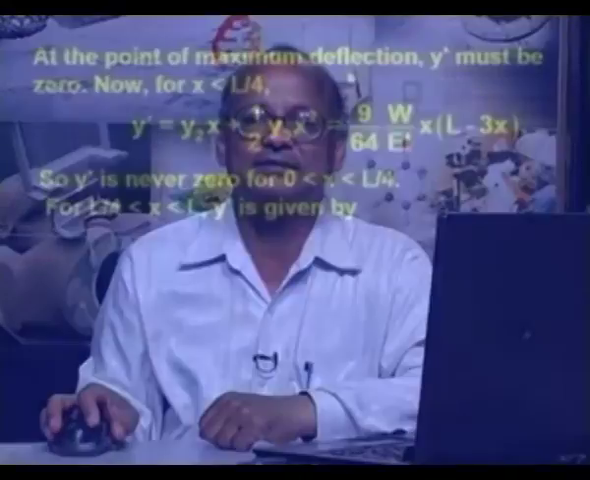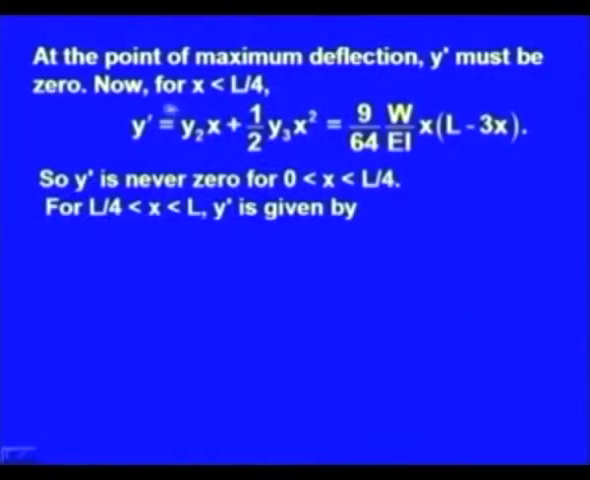Now, in order to find the maximum deflection of the beam, at the point of maximum deflection y dash must be 0. Let us note that for x less than L by 4, in the expression for y, u(x minus L by 4) will be equal to 0.